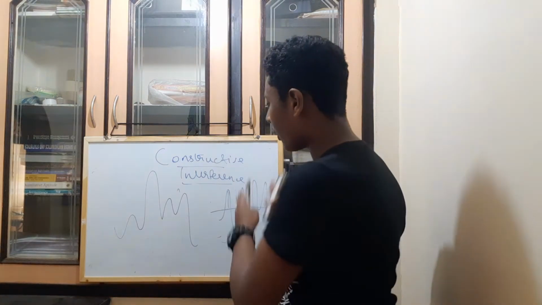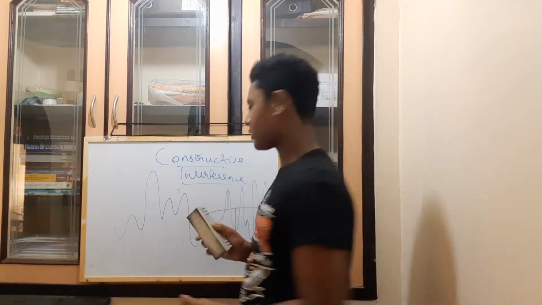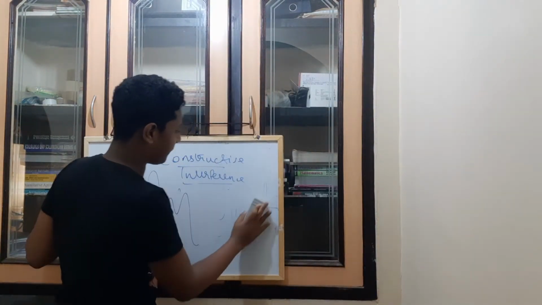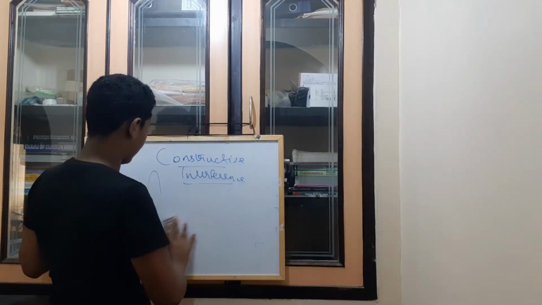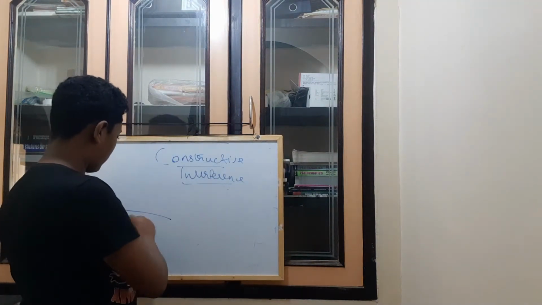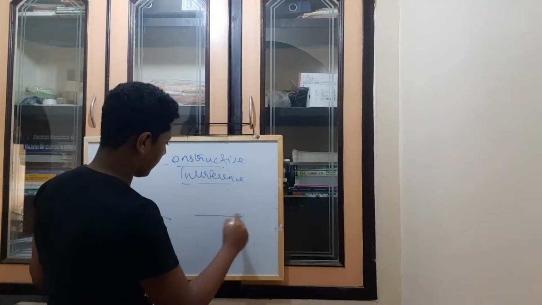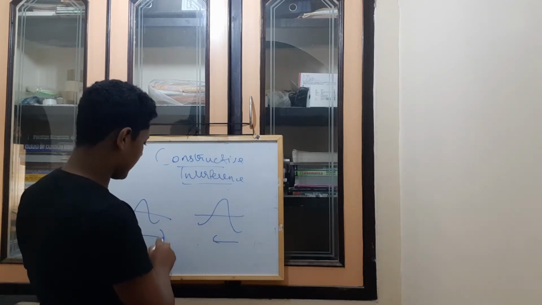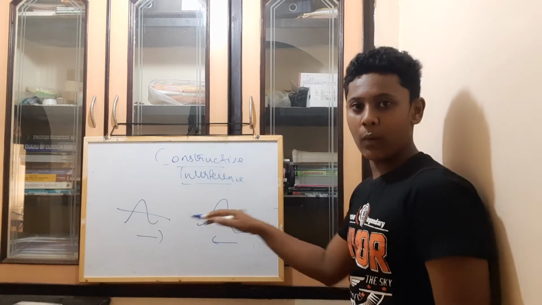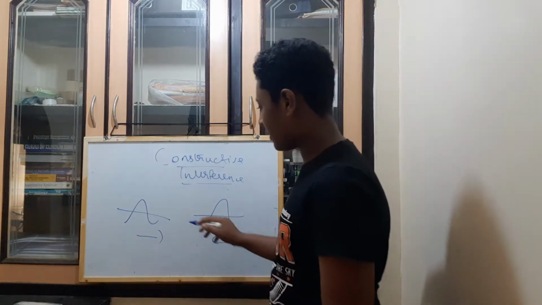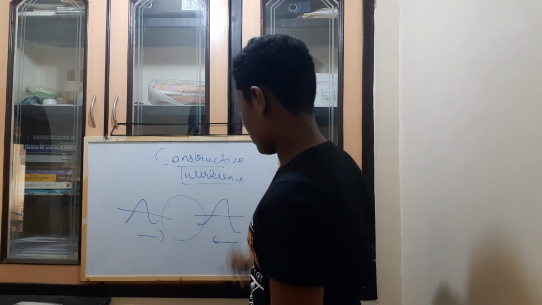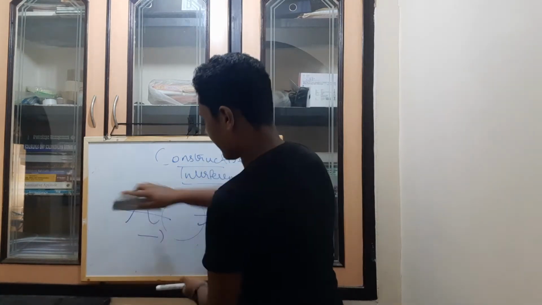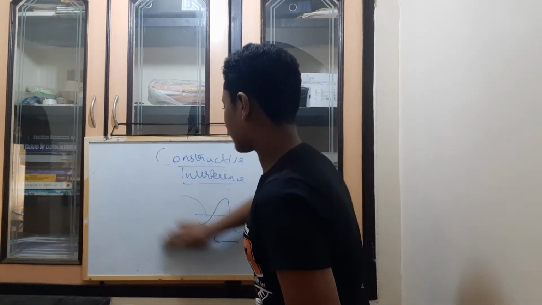If you want me to make it simpler, we can work with one wave on one side and another wave on the other side, so it'll be very easy to understand. We're going to have one wave here and another wave here. This is going in this direction and this is going in this direction. When these two merge over here, it's going to form a bigger wave. It kind of looks like this.